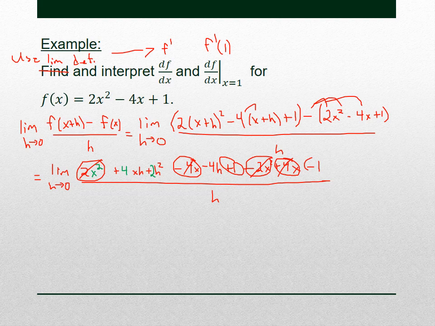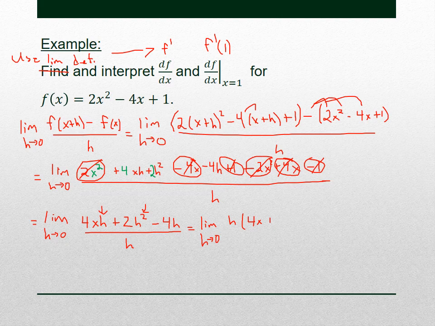And now notice that we have a positive 2x squared and a negative 2x squared. Those cancel. We have a negative 4x and a positive 4x. Those cancel. We've got a positive 1 and a negative 1, and those cancel. And that's the only stuff that cancels. Let's see what we're left with. And remember that we should expect everything we're left with to have an h in it. So we have the limit as h goes to 0 of 4xh plus 2h squared minus 4h. That's all that was left. And notice that all of that does have an h in it. So that's good. That's all over h.